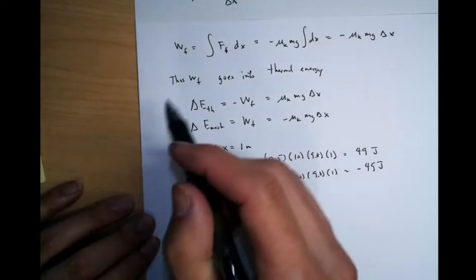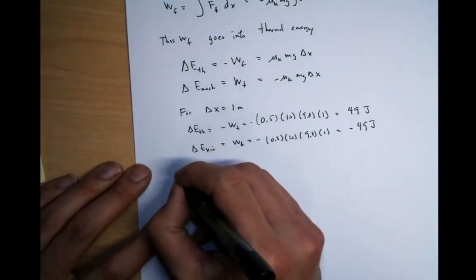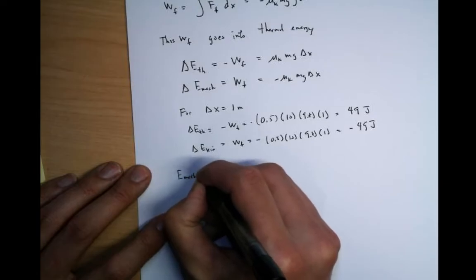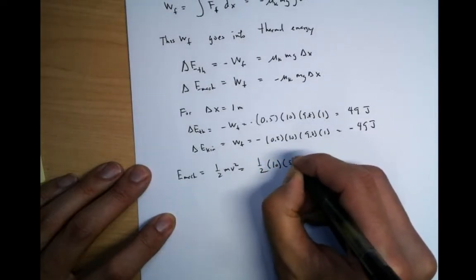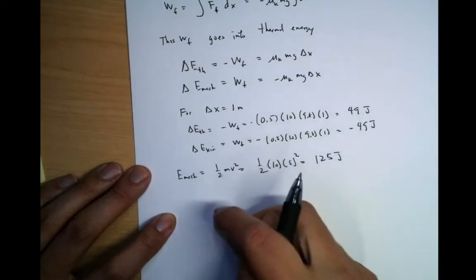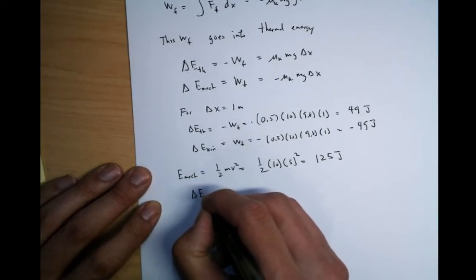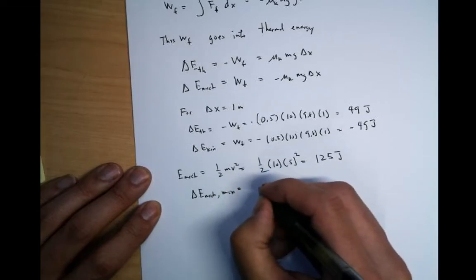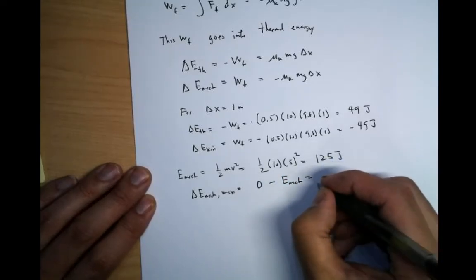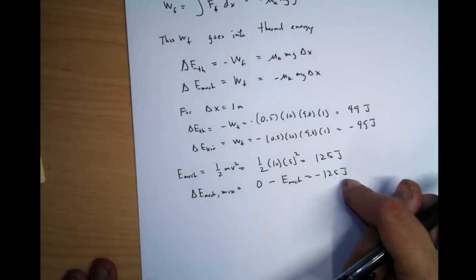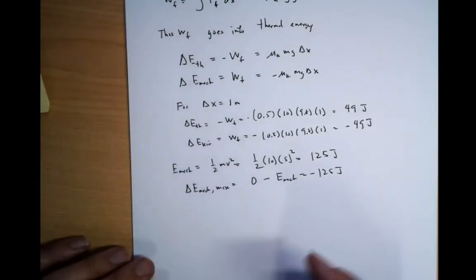Now, can this happen forever? Can this thing continuously lose energy? No, the answer is no, right? The total kinetic energy, the mechanical energy, is equal to 1/2 mv squared. That's 1/2 times 10 times 5 squared. It's 125 joules, right? So the maximum energy I could lose is 125 until it comes to rest. So basically, delta E mechanical max is 0 minus E mechanical, which is minus 125 joules, right? So I can't go higher than this. I basically lose all my velocity, and that's it. I'm done, right? Okay.